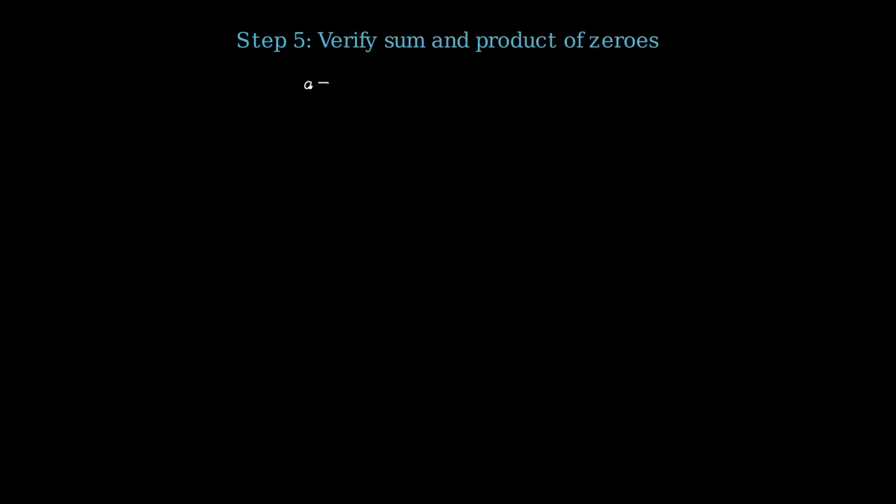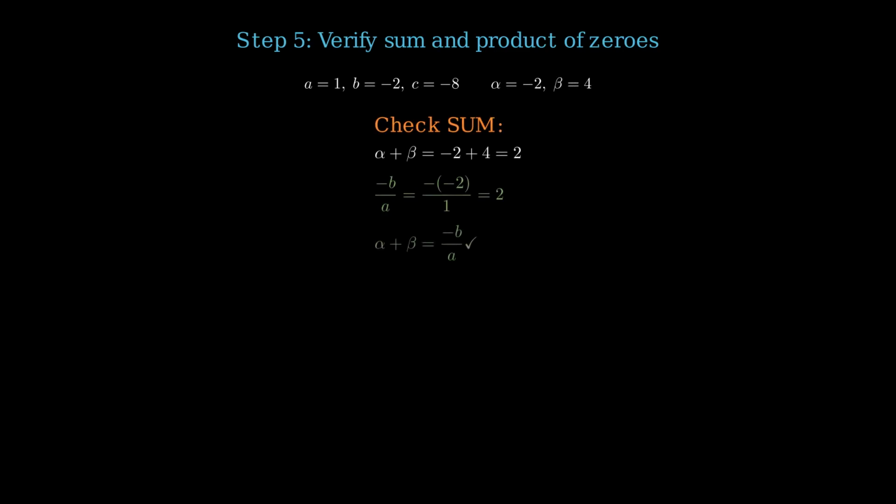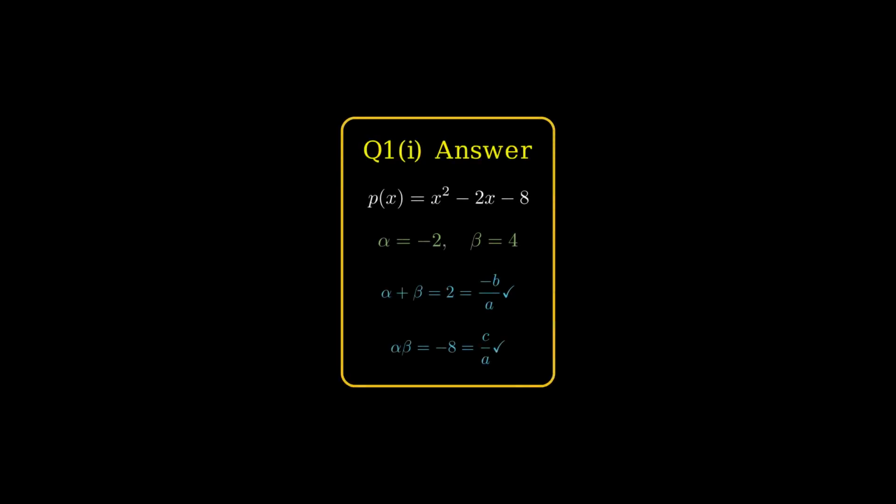Step 5. Verify the sum and product. Sum of zeros, alpha plus beta equals negative 2 plus 4 equals 2. Negative b over a equals negative of negative 2 over 1 equals 2. Sum is verified. Product of zeros, alpha times beta equals negative 2 times 4 equals negative 8. c over a equals negative 8 over 1 equals negative 8. Product is verified. Both coefficient relationships hold correctly.